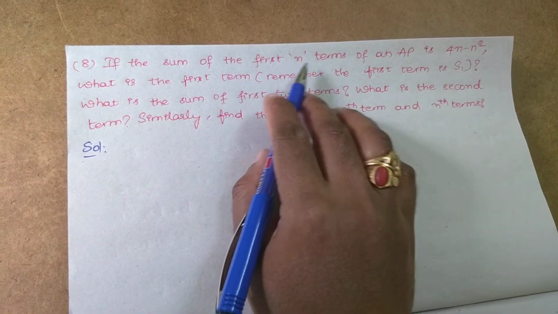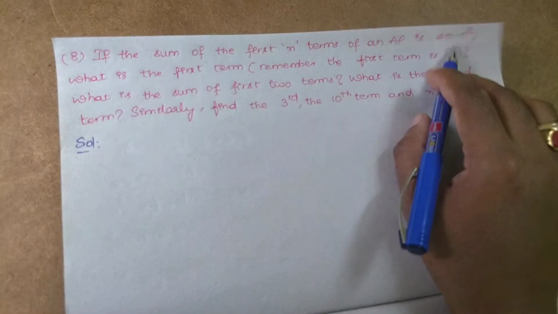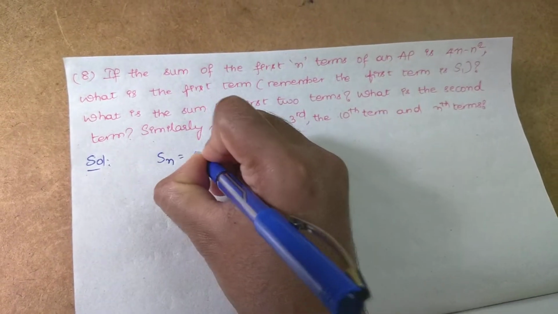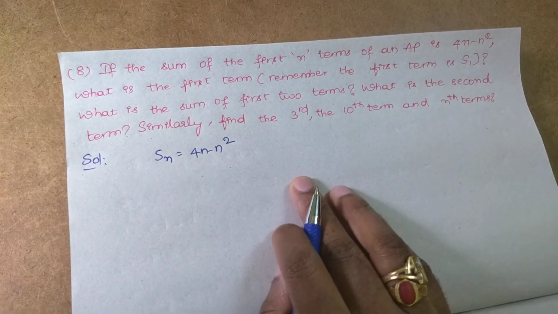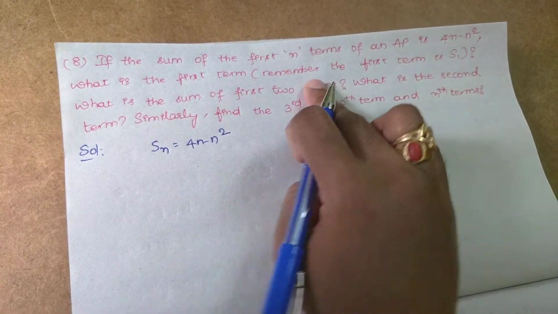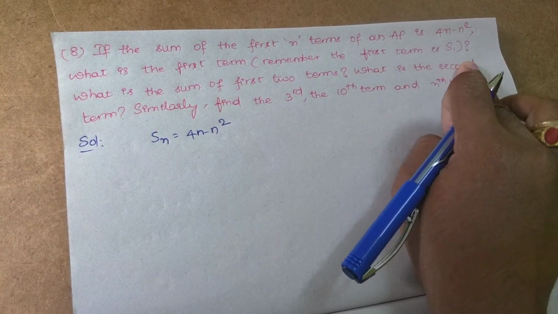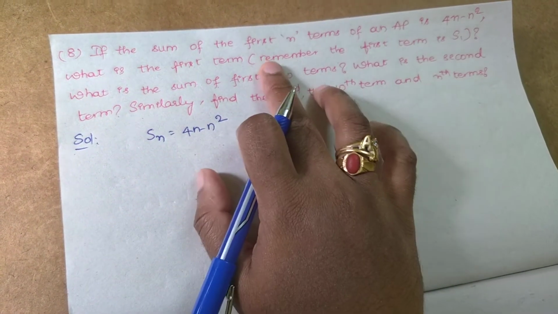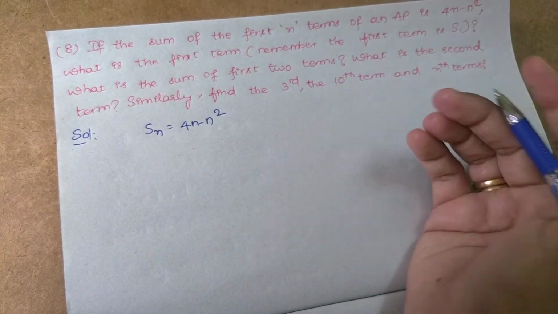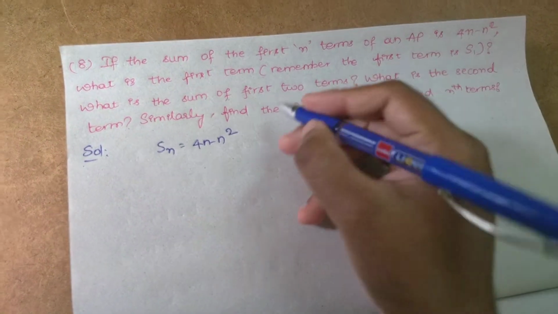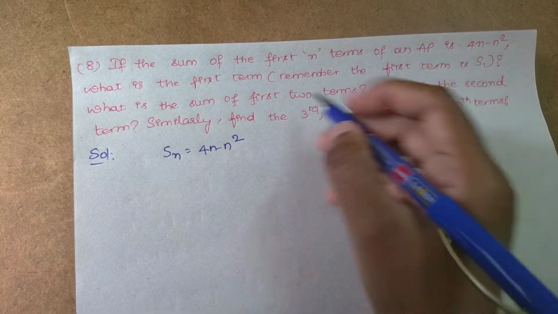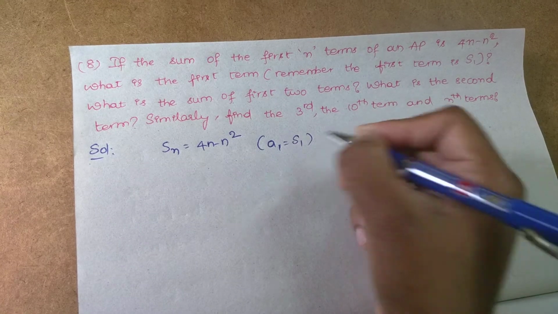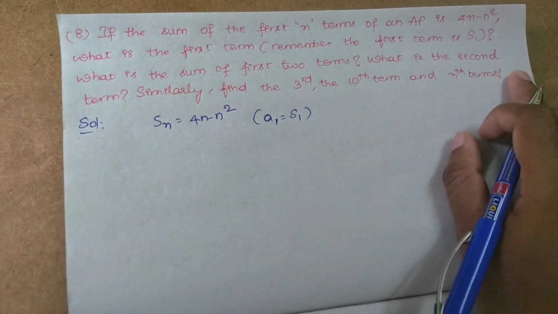If the sum of the first n terms of an arithmetic progression is 4n minus n square, let me write it here: Sn equals 4n minus n square. What is the first term? Remember that the first term is S1. S1 and A1 are the same because the sum of the first term is the first term itself, since there will be only one term. So A1 equals S1. Clear? This is all given.